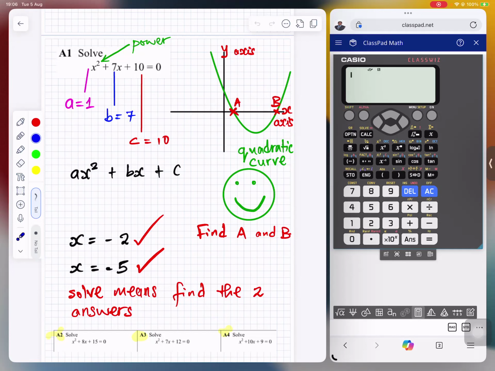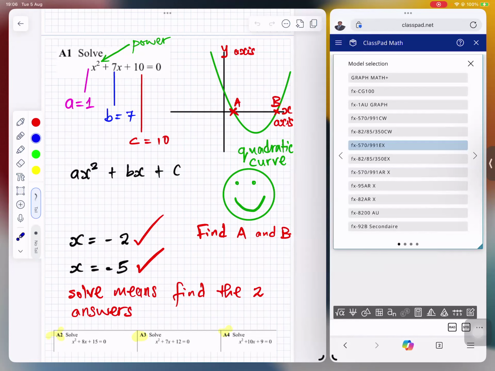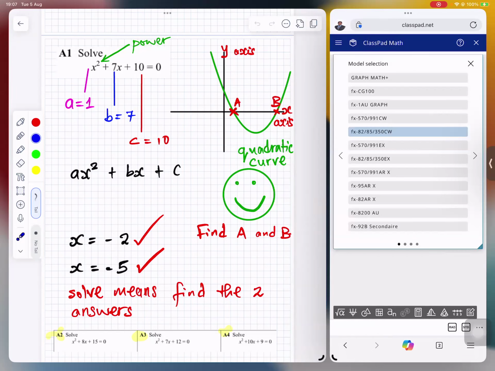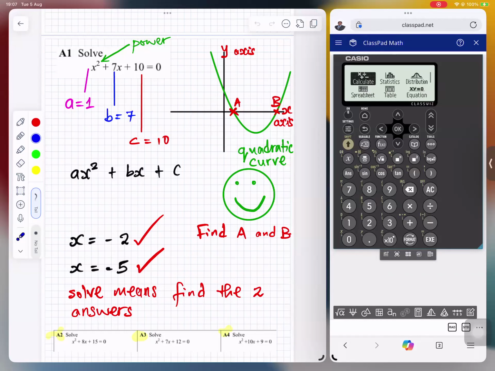What's the function it needs to have? Let me show you. You have FX 83. Let's see if I can see FX 83 here. Yeah, I got that. Is this the one you have? No, I have this one. When you press the menu, what does it show you? Calculate, statistics, table, ratio.